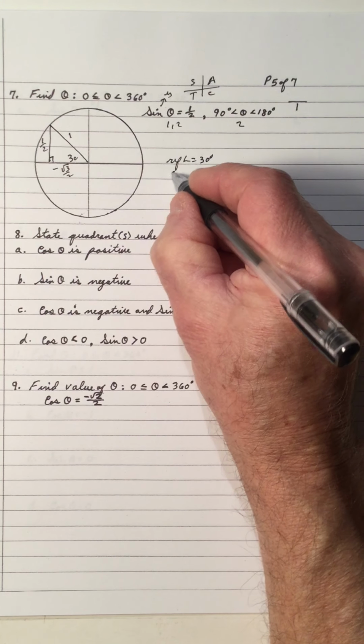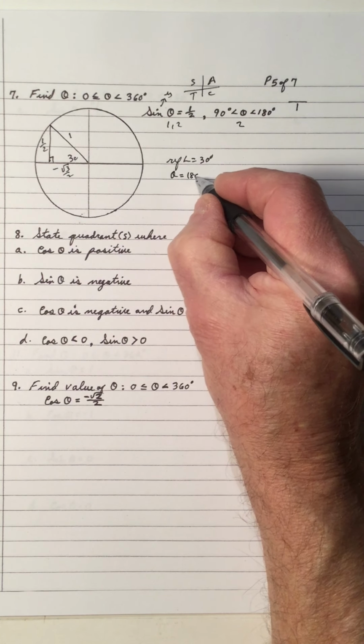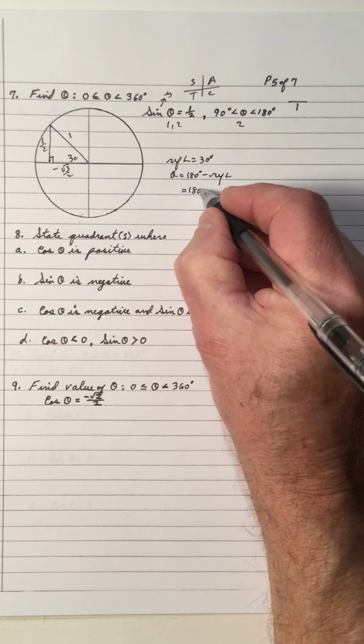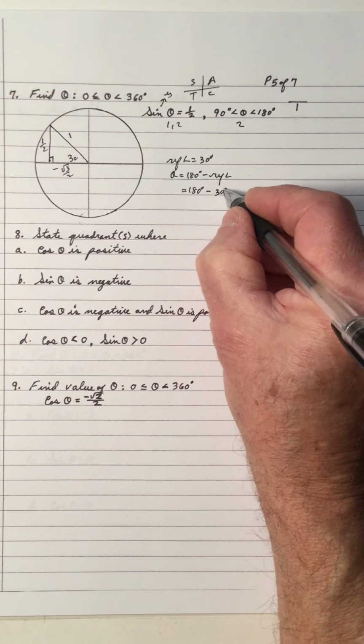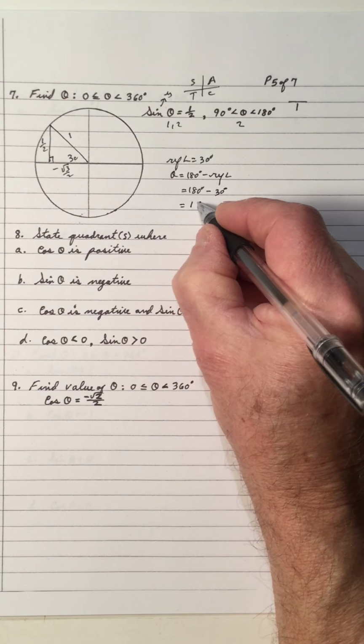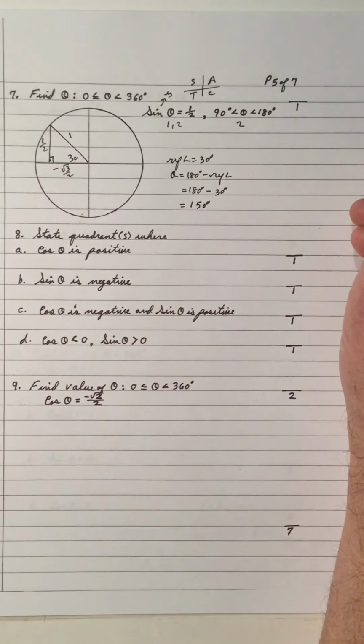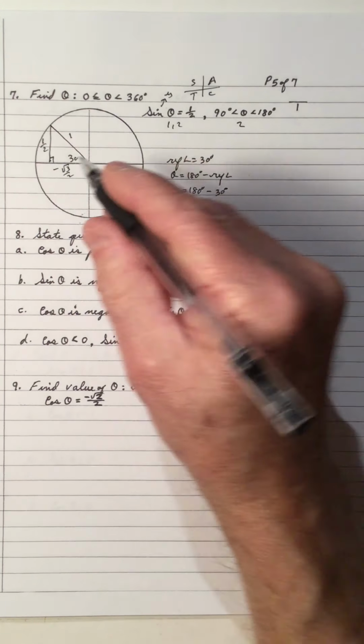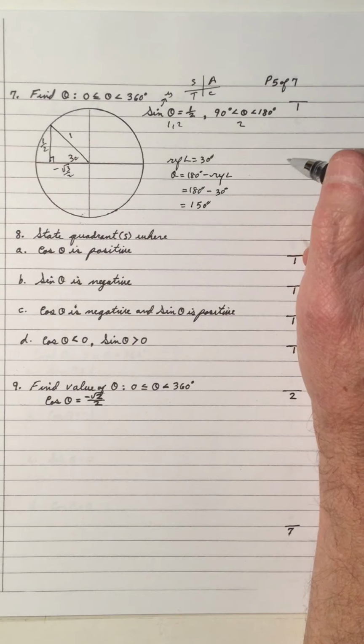In the second quadrant, theta is 180 minus the reference angle, 180 minus 30. So theta is 150 degrees. And give yourself a mark if you have 150 degrees. We're putting it in a quadrant this time.